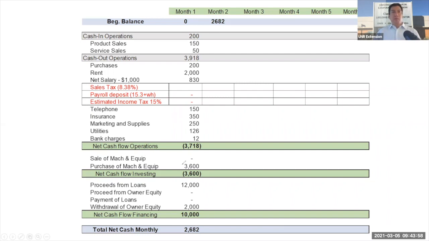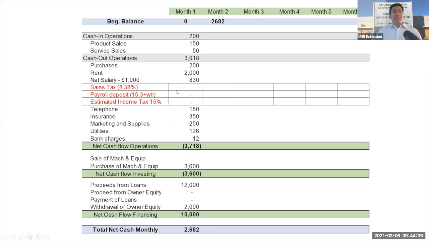So we have right here the net cash flow from operations. We have the net cash flow from investing and the net cash flow from financing. The green totals are going to tell you the total for each section in green, okay? The net amount is going to be here in blue. And in red here, we have taxes, because we promised you we're going to talk about taxes and how to use the cash flow to plan for this.